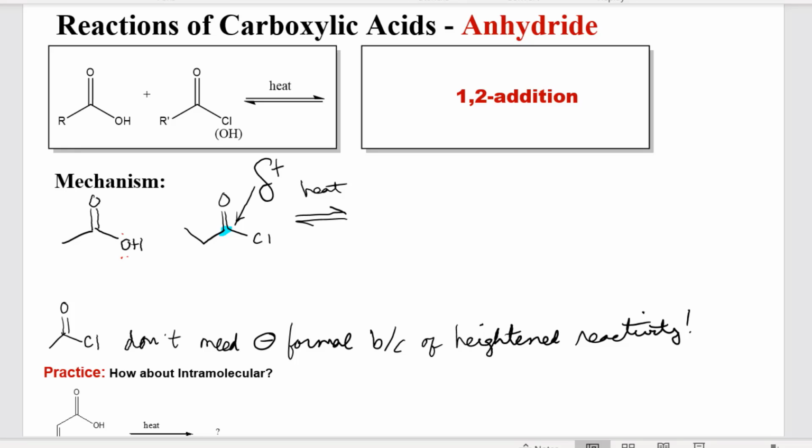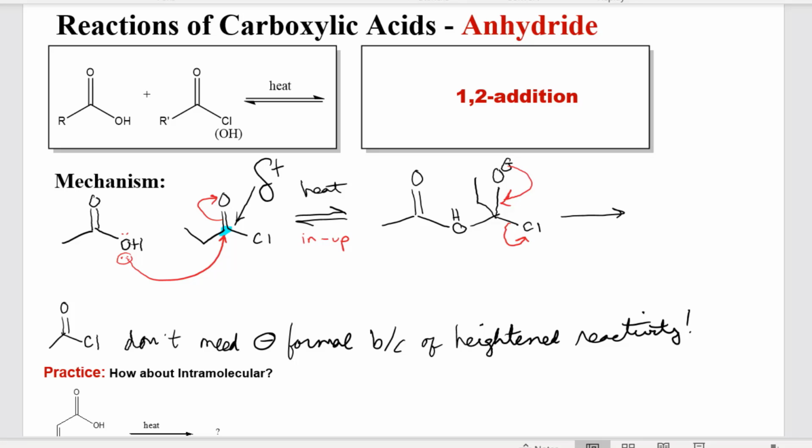So our weak nucleophile, therefore, is going to be our oxygen here. These electrons are going to do a 1-2 addition. In and up. Down and out. The good leaving group is the one that is the chlorine, of course. Oops, I forgot my positive charge over here.